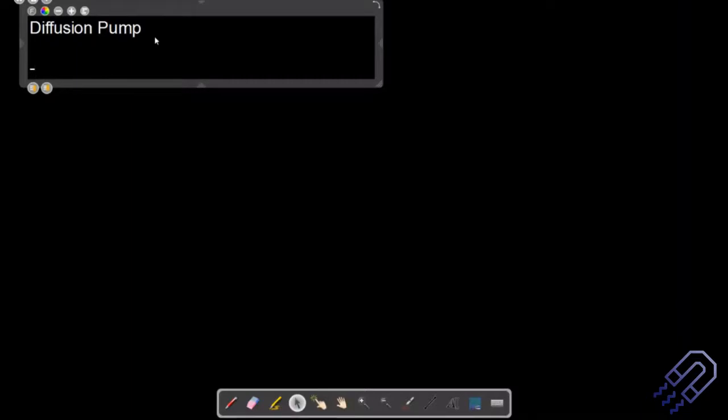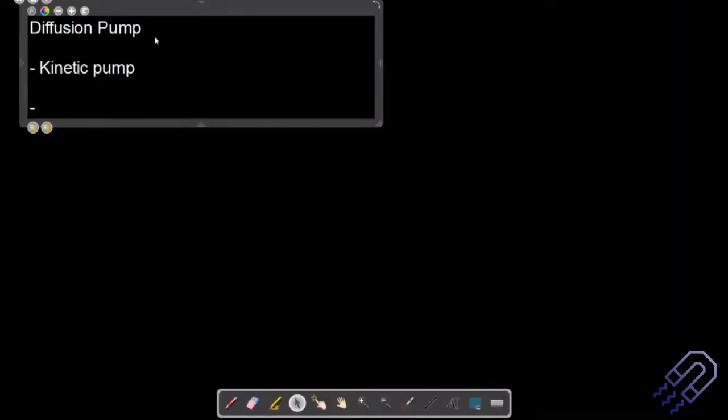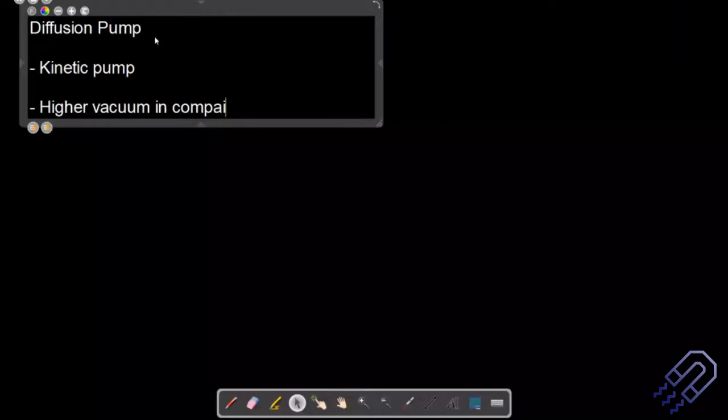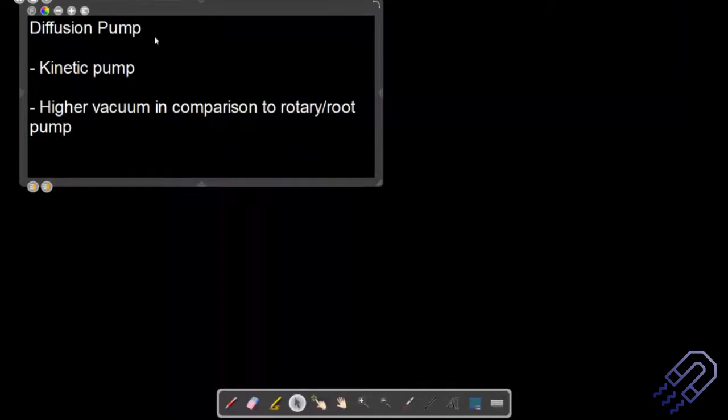The first thing is it's a kinetic pump, and it definitely produces a better vacuum. It produces higher vacuum in comparison to rotary or root pump. So whatever pump we have seen till now, compared to both of them, it will definitely give you better vacuum. These pumps are also application dependent. What exactly is the application? If you don't need a higher vacuum, you don't really consider option for that. So that is there.